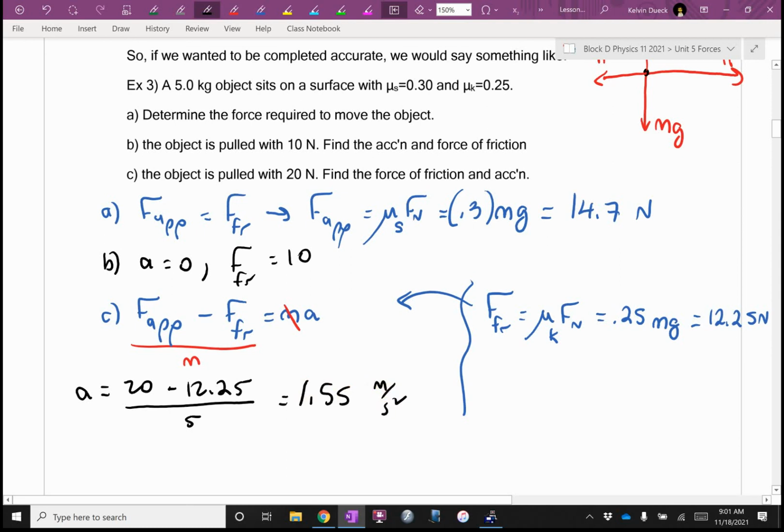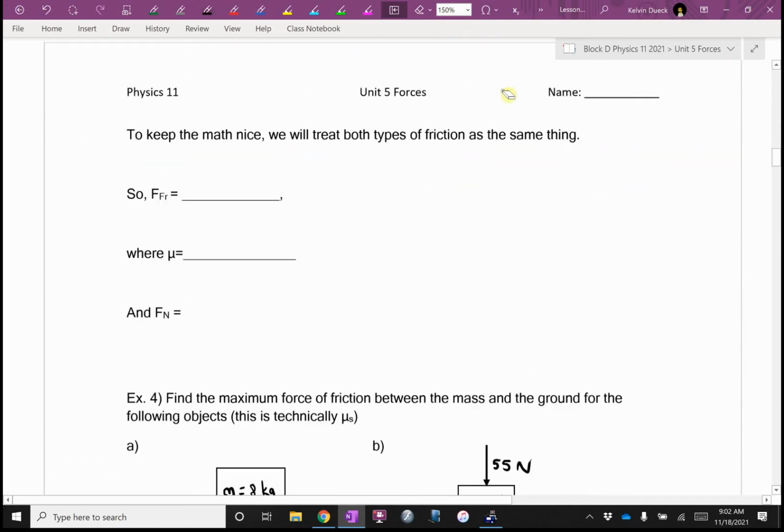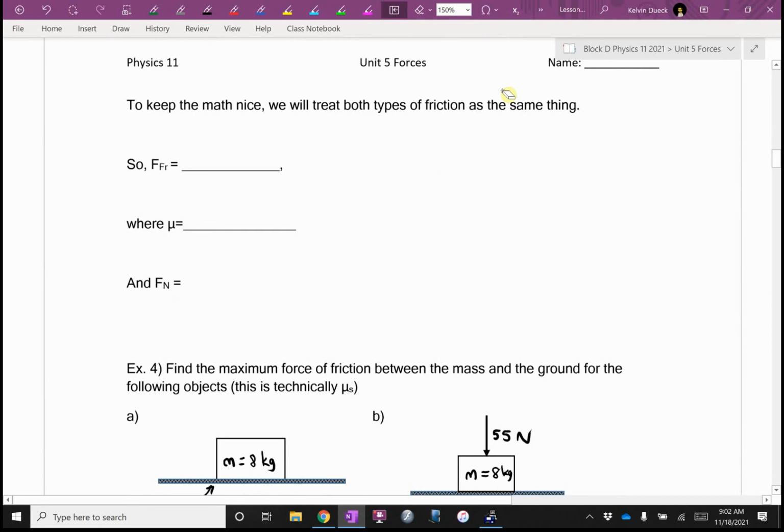In your homework, there's going to be a clone of this question where I give you a static coefficient of friction and a kinetic coefficient of friction. I will not do that on the test. I will just give you one and you can use it in any situation. To keep the math nice, I'm going to treat both types of friction as the same thing. So friction is just going to be mu times the normal force.